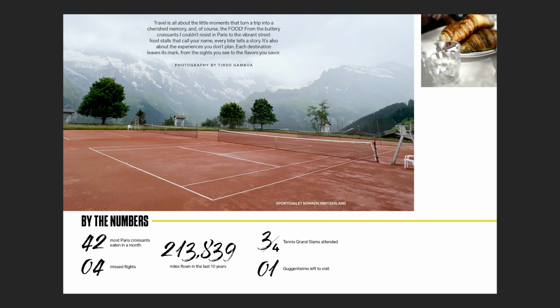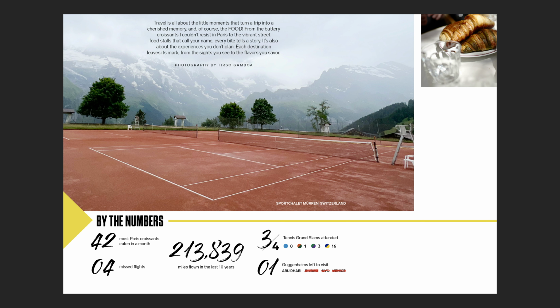For the Grand Slams, I can call out how many of each I've attended. If you are a tennis fan, you know what the colors mean. For the Guggenheim, I can list out the cities and cross out the ones I've been to. I can emphasize continuation by using an arrow, a happy accident, but I like how the arrow emphasizes the perspective of the photo. Last touch, everything is kind of floating.